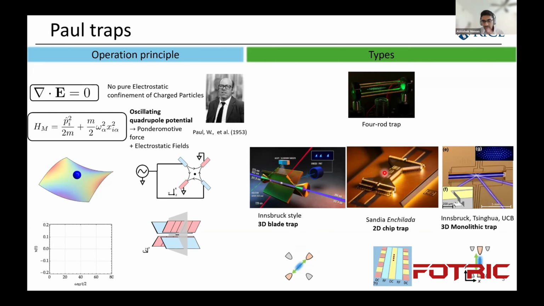And then there's the more scalable approach, which is using a chip trap, where you have ions just slightly above, maybe at most 100 microns above the surface of the metal. And then there's this relatively new thing, within the past 6, 7 years or so, a 3D monolithic trap. This was also developed in Innsbruck, and allows you to host large 2D ion crystals.